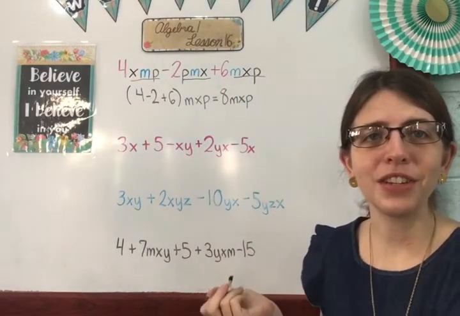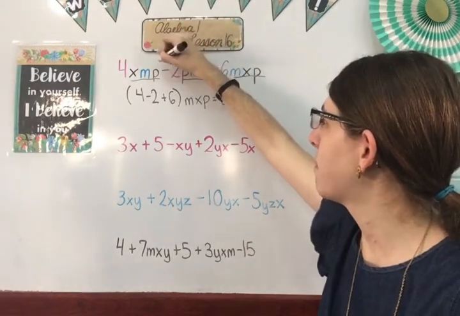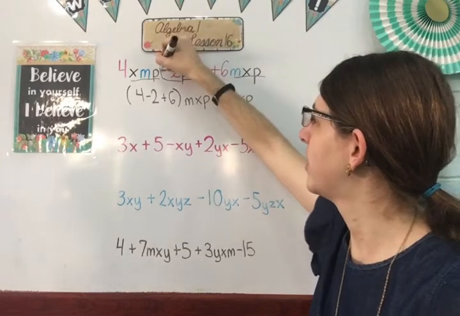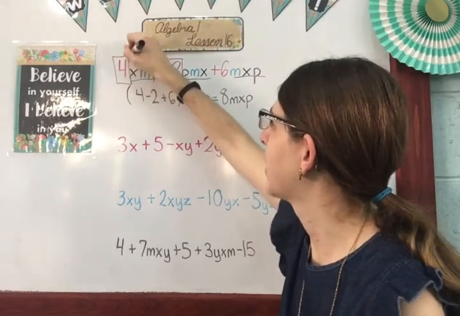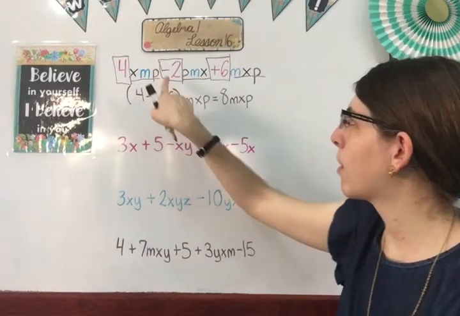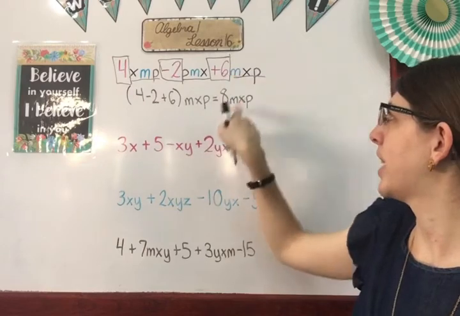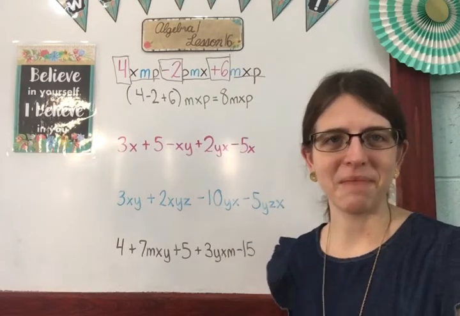And that's all you have to do to combine your like terms. Combining your like terms just combines your coefficients. So you don't have to write out this extra step. You just look at your coefficients. You say 4 minus 2 is 2, plus 6 is 8. My variables stay the same, 8mxp.